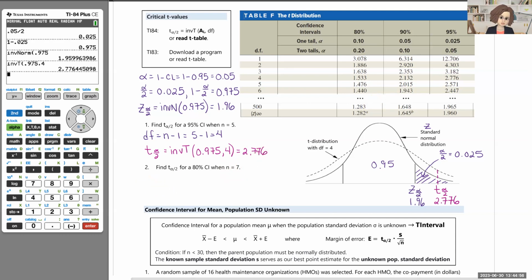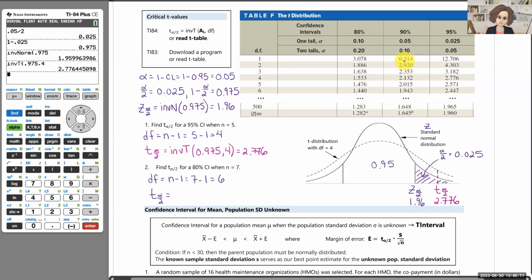So let's just jot down our degrees of freedom. Right, so degrees of freedom, n minus 1. So 7 minus 1 is 6. So t alpha over 2, you just go to your table. 6 degrees of freedom, 80% confidence, and that value will be 1.440.